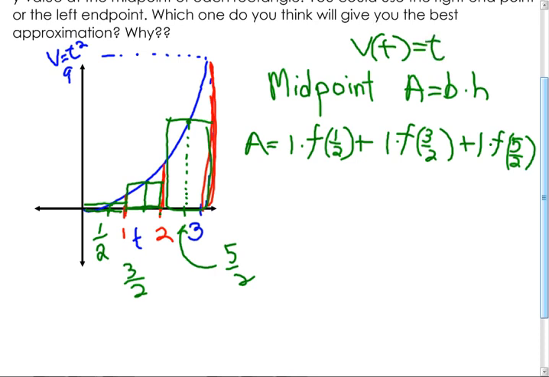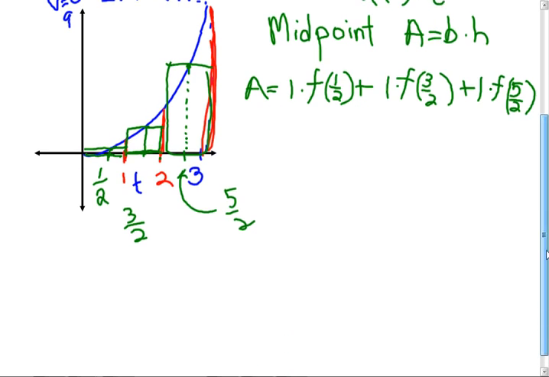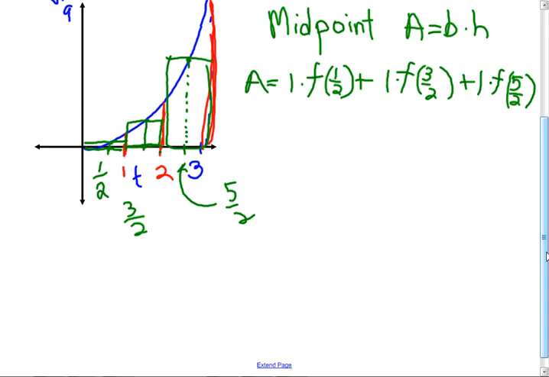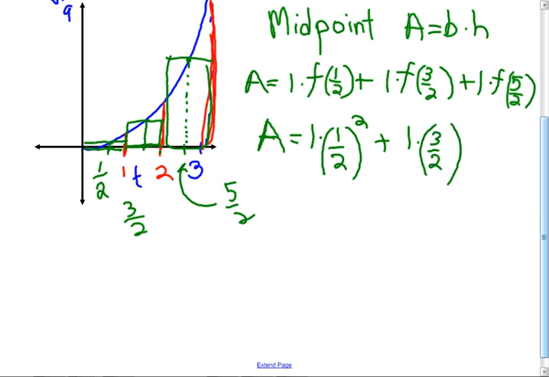So why did I not go to decimals? Because it's too hard to square. Actually, I don't have a problem with it, but fractions actually are easier. So what's f of 1/2? It's 1/2 squared. Plus, then it's 3/2 squared. Plus 1 times 5/2 squared. It's not particularly difficult. It is tedious.